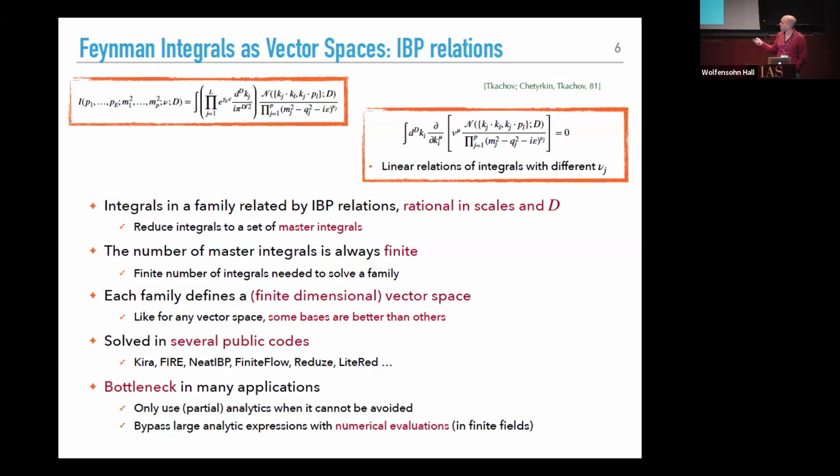There are also applications for cases where the powers of the propagators are not integer, but that's not relevant for what I'll talk about here, though people also study that. Importantly, the number of master integrals is always finite, and that means that if you want to solve a family, you only need to compute a finite number of integrals. Each family so defines a finite dimensional vector space, and we didn't coordinate on the wording, but we came out with exactly the same sentence: some bases are actually better than others, and we will use this in this talk.